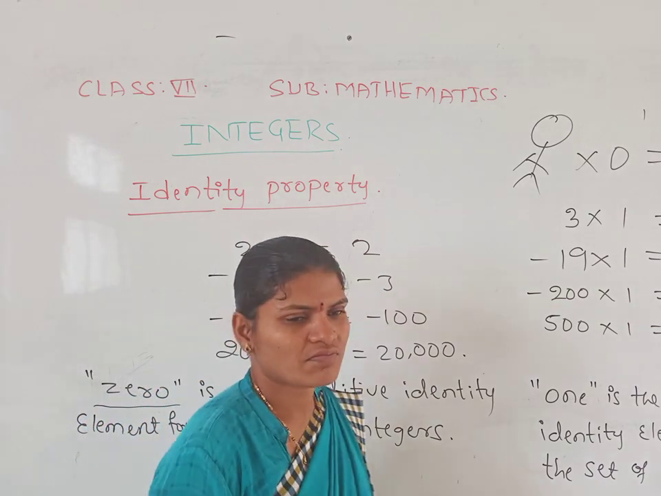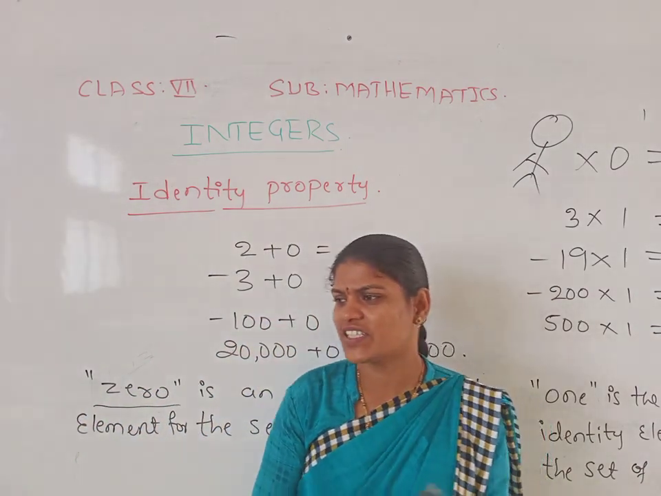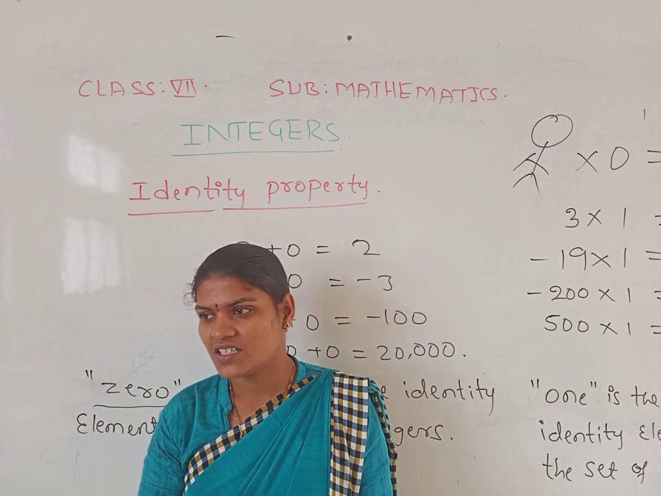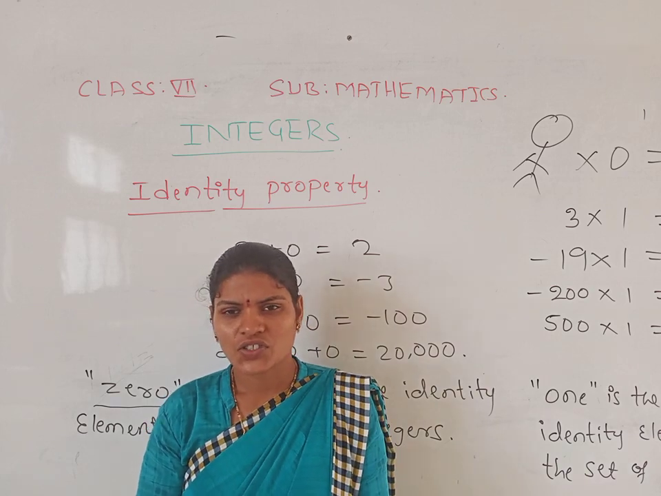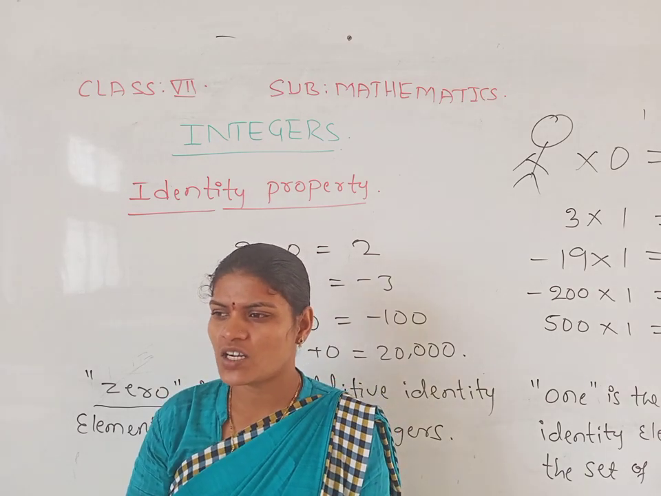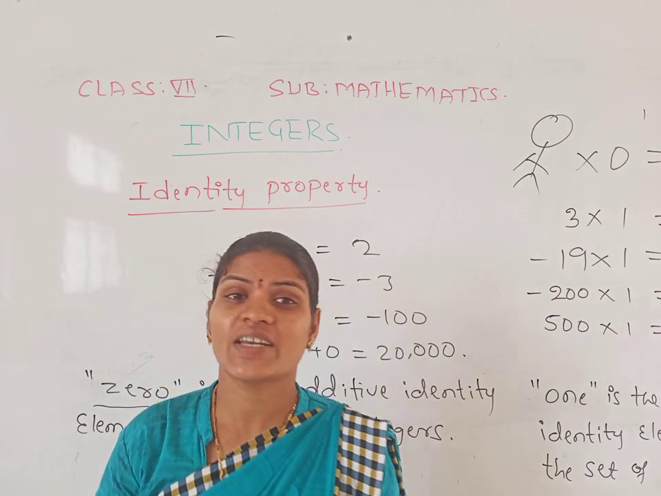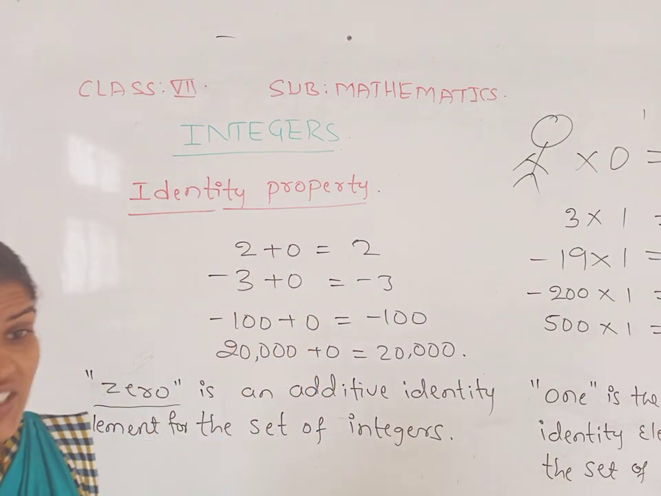Now we have to see some interesting products, that is, of negative numbers. Suppose you multiply minus 1 by itself many times. What is your answer? We will check it.